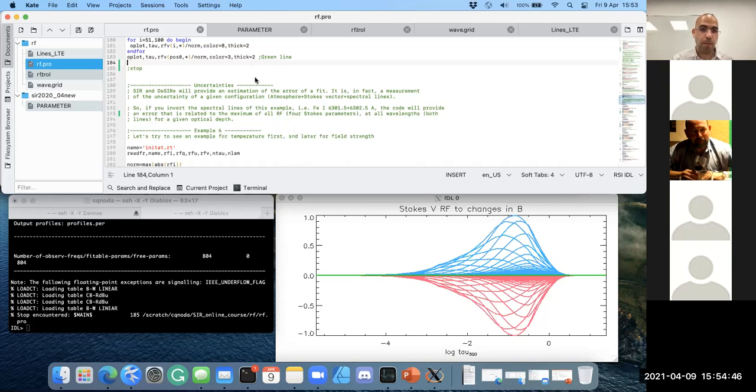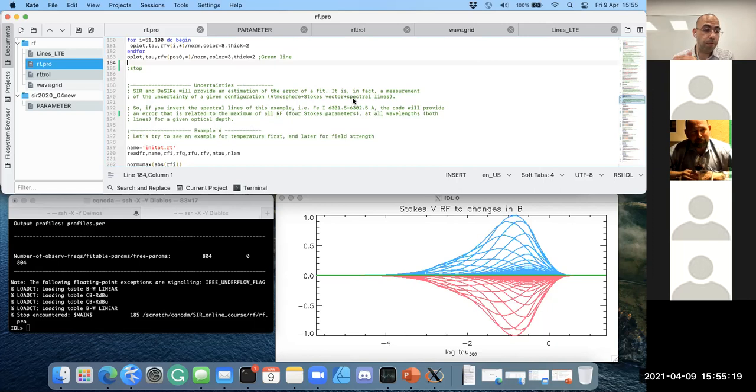Okay, so then let's try to see more or less how we get the uncertainties. So I wrote here, this is an estimation of the error, and I think this is important. So you always get the estimation of the uncertainty, and this depends on your configuration. It depends on the atmosphere the code obtained during the fit, it depends on the Stokes vector that you are using, and also it depends on the spectral lines.